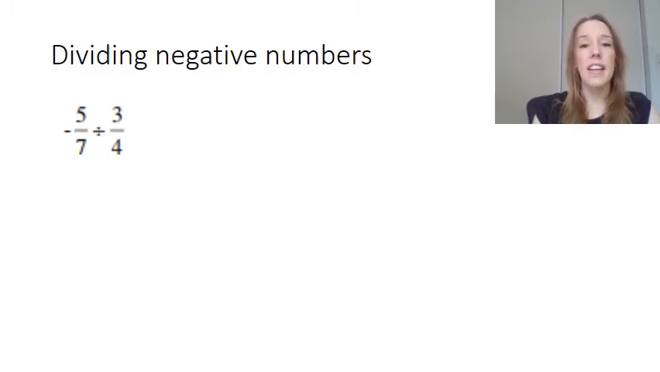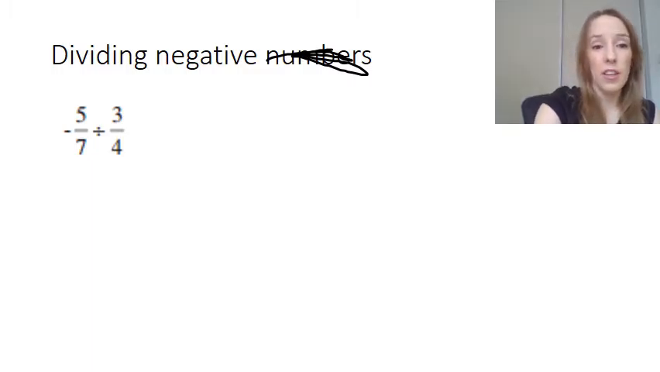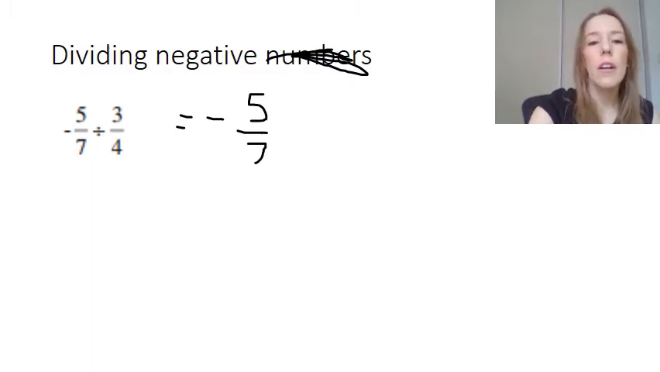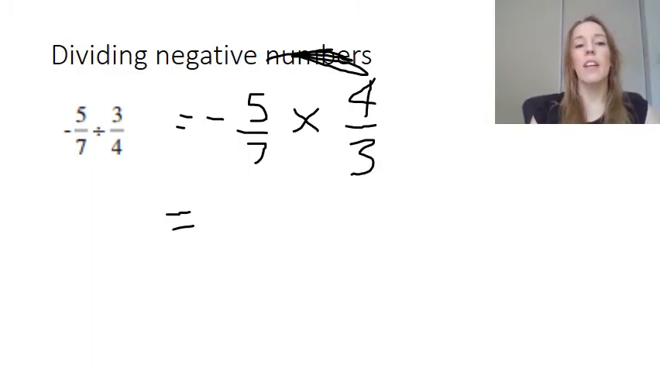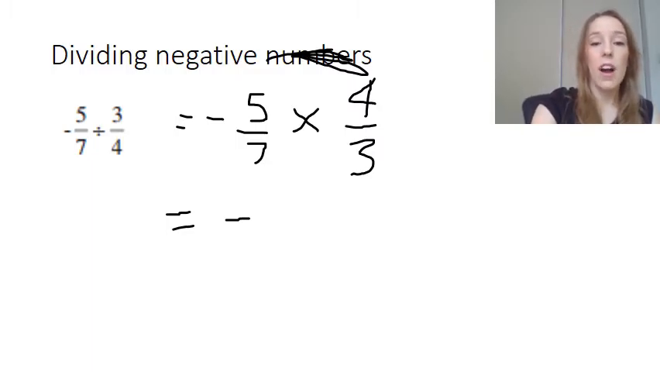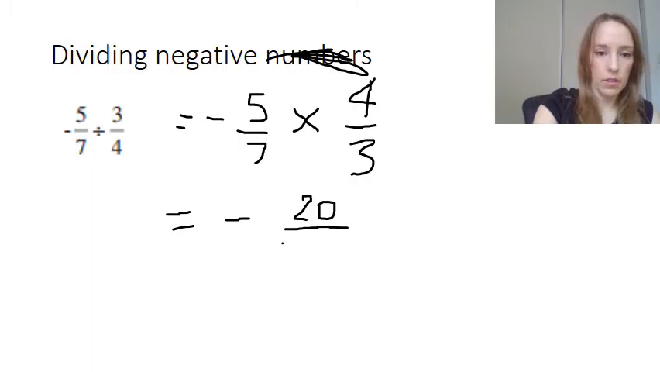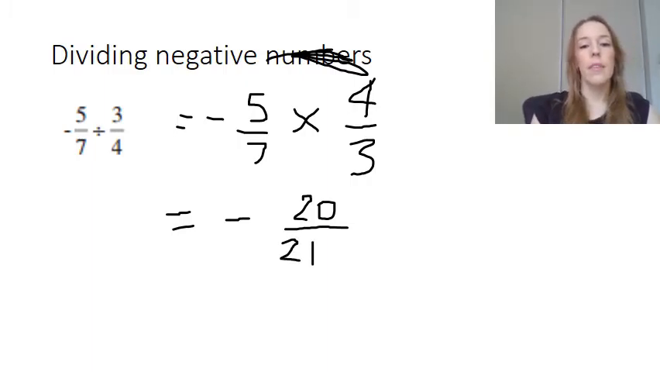Okay, dividing negative numbers, that should be negative fractions at the top here, so just ignore my title, it should be dividing negative fractions. So negative 5 sevenths divided by 3/4. So remember when we're dividing fractions, our first fraction, negative 5 sevenths, stays the same, and our second one, we actually turn into a multiplication and flip it around. Now we're having a negative fraction multiplied by a positive, so we know our answer will be negative. 5 times 4 is 20, 7 times 3 is 21. And that's our answer, so negative 20 twenty-firsts.